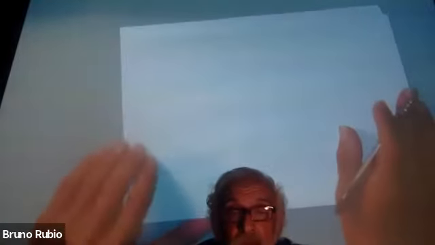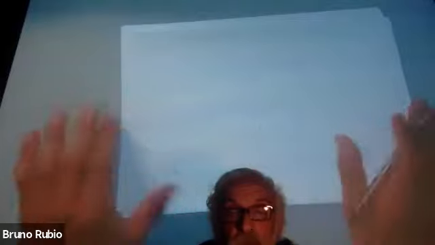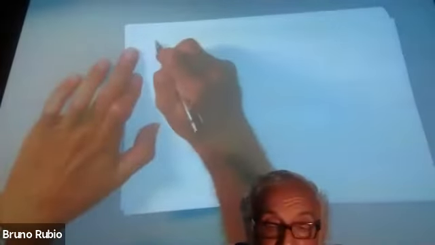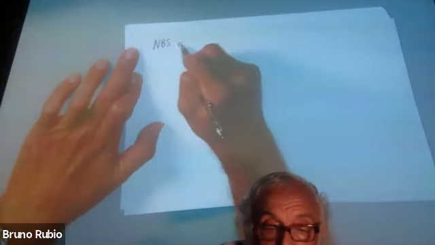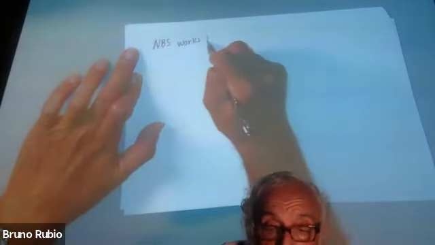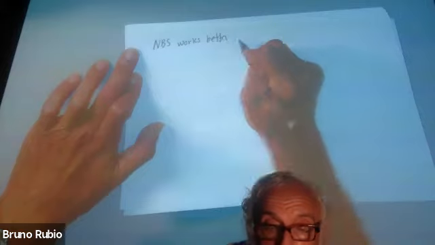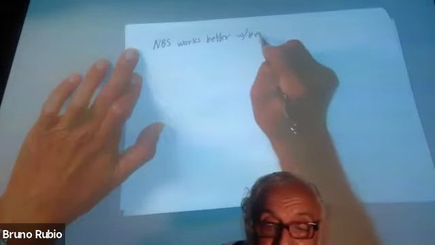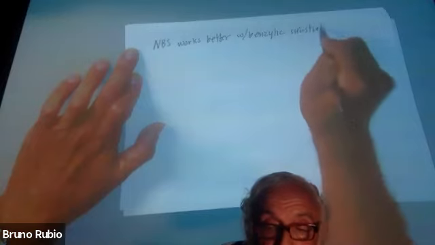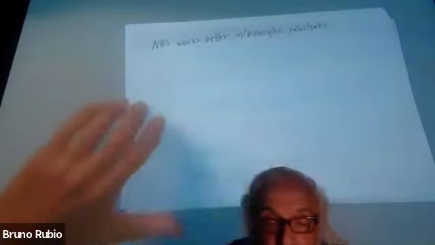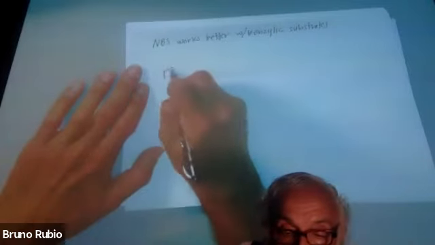Okay, so before we leave this, let's talk about the very same situation with a benzylic position. And that is that the NBS works much better with benzylic substrates. And that's because, well, let's explain why that is.